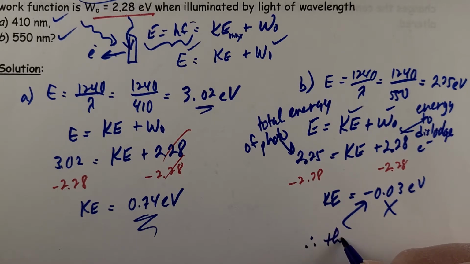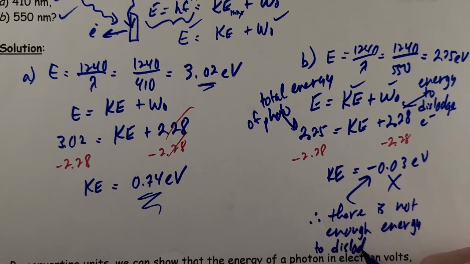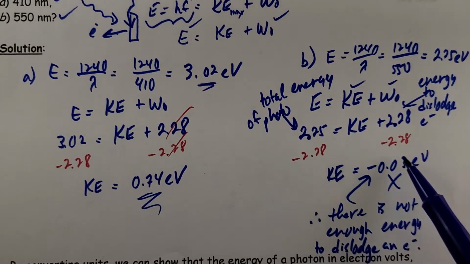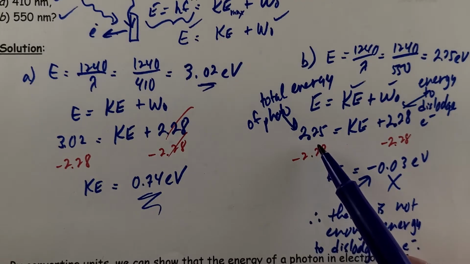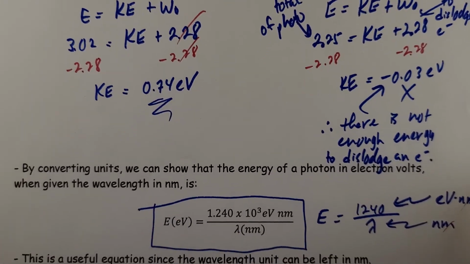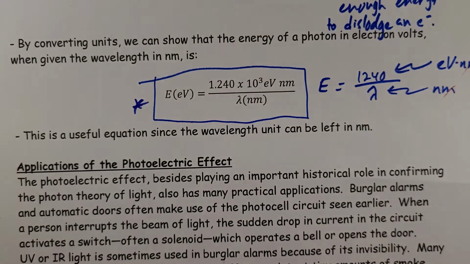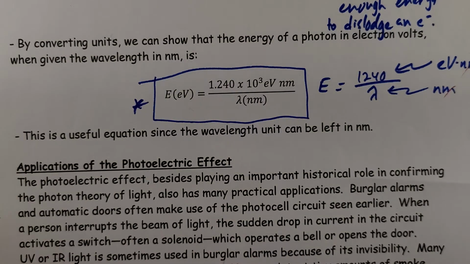Therefore, there is not enough energy to dislodge an electron. So we don't have enough. We require 2.28. We got 2.25. So nothing will happen. I will not have any electrons moving across that gap. All right, so again, this is a useful equation if we're talking about electron volts. And quite often we are doing that, talking about single electrons.